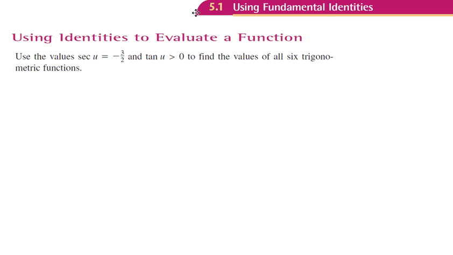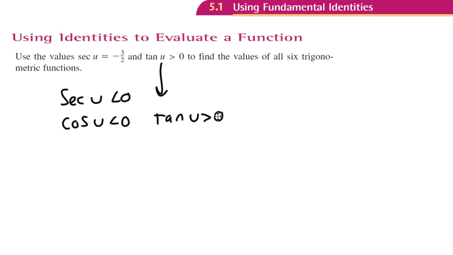Just so that we can see what quadrant we're in, we know that secant of u is negative. Well, let's think about this. Secant and cosine are reciprocals, so that means I'm looking for a cosine of u that's also negative. And then we also have that tangent of u is positive. So we're looking for a cosine that's negative and a tangent that's positive.